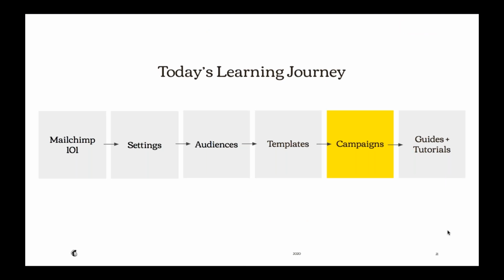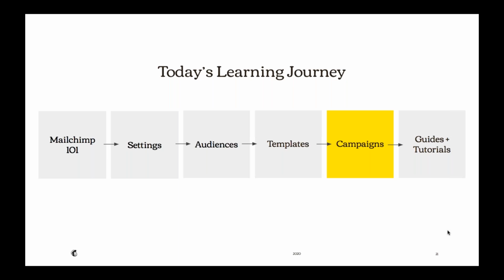All right, so now that we've talked through templates in the Content Studio, let's jump back to see the next step in our learning journey, which is campaigns. We've got campaigns for all of your business goals, and today we'll review what campaign types you can deliver with Mailchimp and then show you where to create them in the app.